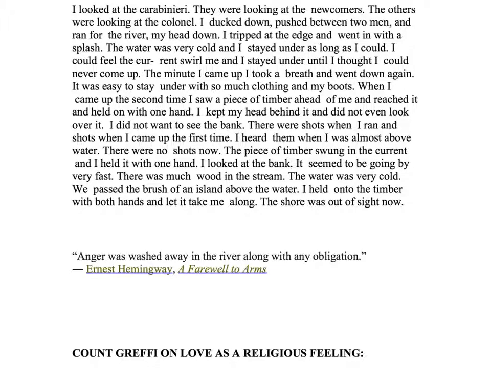The water was very cold, and I stayed under as long as I could. I could feel the current swirl me, and stayed under until I thought I could never come up. The minute I came up with a breath, I went down again. It was easy to stay under with so much clothing and my boots.